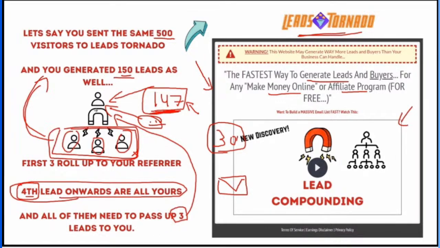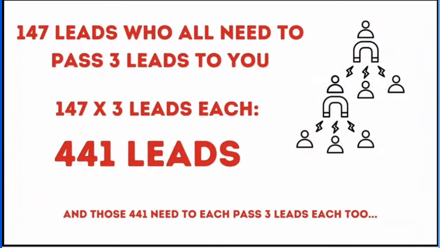So now, to give you an example of how powerful this is, let's go back to the previous example, 147 leads that you've generated. So you generated 150, your first 3 passed up to your referrer. So now each and every one of these 147 needs to pass to you their first 3 leads. So let's say that this is lead number 4, this is lead number 5, this is lead number 6 and 7, and it goes all the way up to 147, right? Because you generated 150 leads, but the first 3 passed up. Now, if each and every one of these 147 generates some leads in the system, their first 3 go to you.